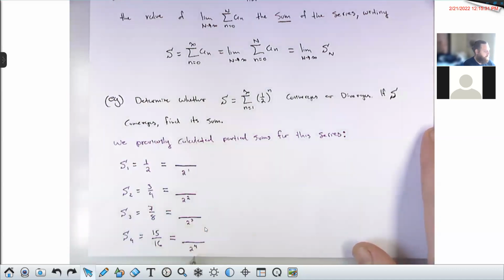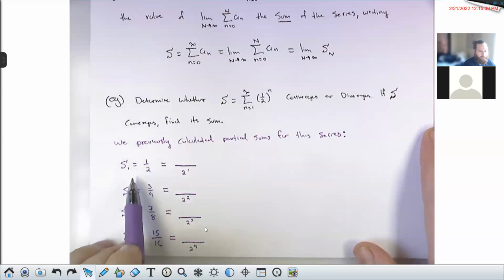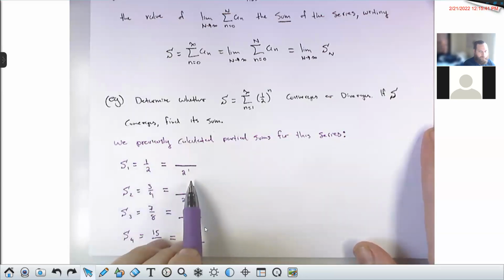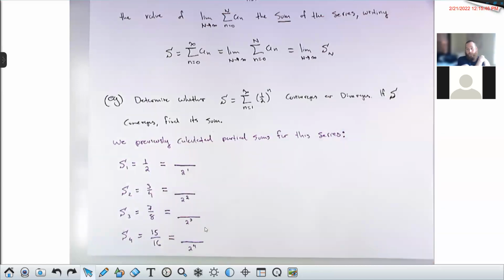So the denominator of S4 is 2 to the 4. The denominator of S3 is 2 to the 3. The denominator of S2 is 2 to the 2. The denominator of S1 is 2 to the 1. I would guess then that the denominator of Sn is probably going to be 2 to the n. But before I go writing anything like that, I need to address the numerators. What do you notice about the numerator as it relates to the denominator?